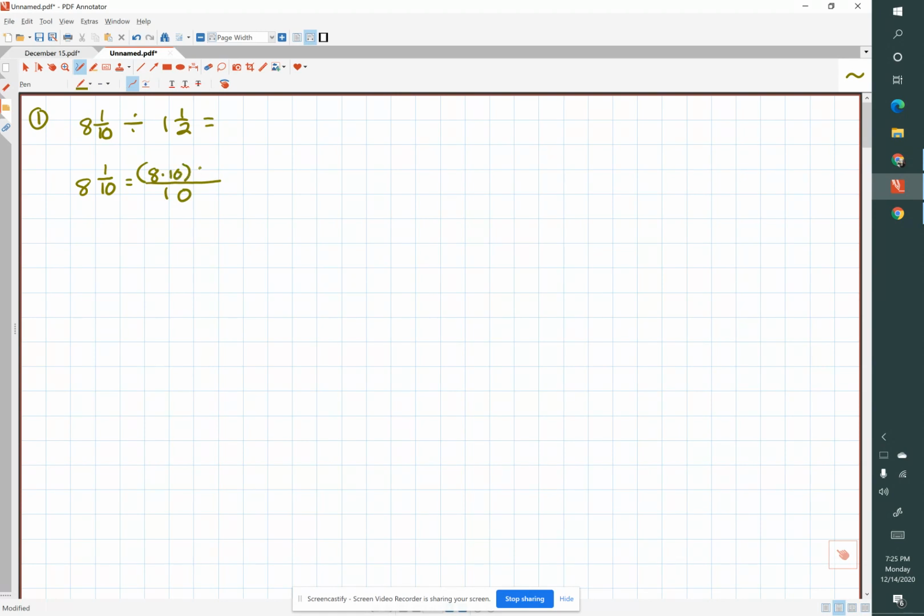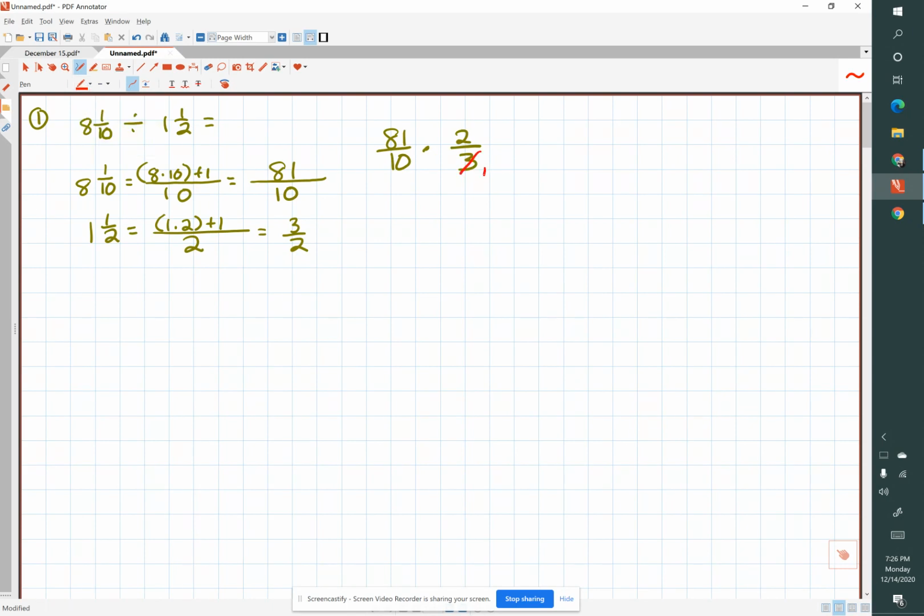Eight times 10 plus 1. 8 times 10 is 80, plus 1 is 81 tenths. Now we're going to convert the 1 and 1/2. 1 times 2 is 2, plus 1 is 3/2. So now we'll rewrite as multiplying by the reciprocal. The first fraction stays the same, times 2 over 3.